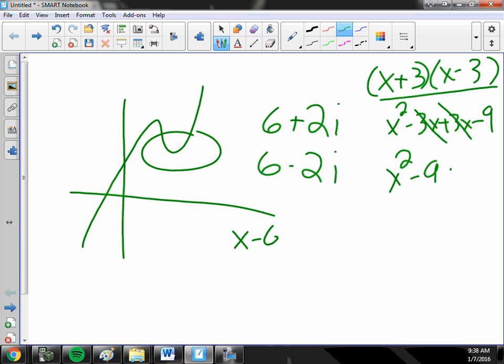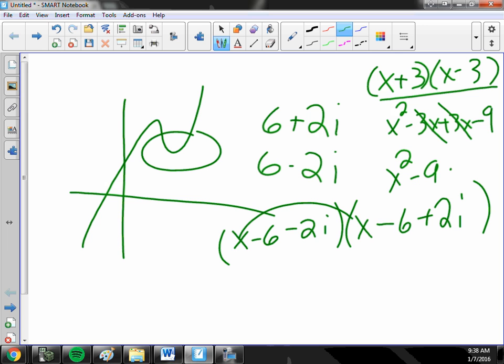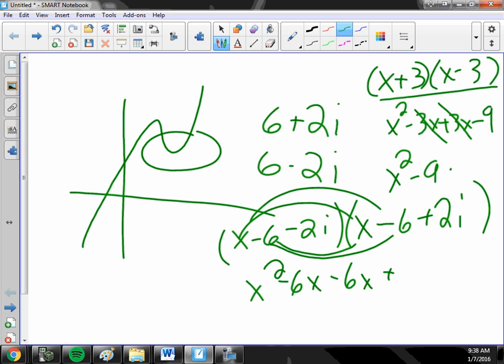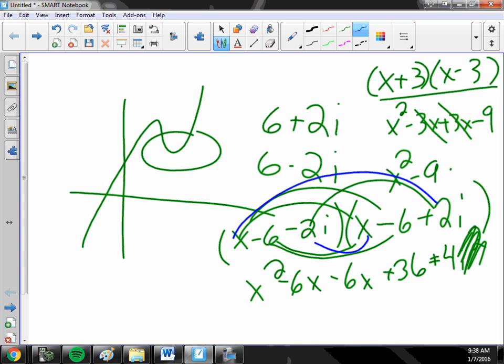So if I had x minus 6 minus 2i, and I multiplied it by x minus 6 plus 2i, I'm going to get x squared minus 6x, and this is also minus 6x, and then that would be plus 36, and then this one is going to be minus 4i squared. But i squared is negative 1, so I change that to a plus 4. But I skipped some. I skipped this one and this one. But what do you notice about those two terms? Because of the conjugate rules, they're going to cancel and turn out to be 0.